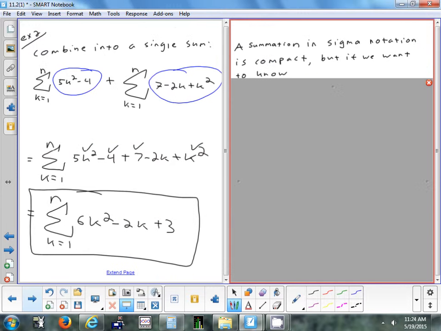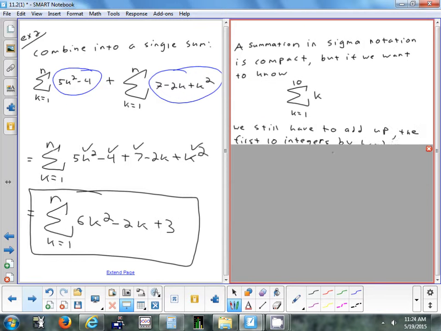Okay, now, as I said, that's great. It's a short way of writing it. But if you wanted to actually find the sum of the first 50 terms in this sequence, you got to list all 50 out and add them up. It doesn't save you any time. So that's what I'm saying right here. It's a compact way of writing things, but you still have to figure out all the terms you want to add up and then manually add them.